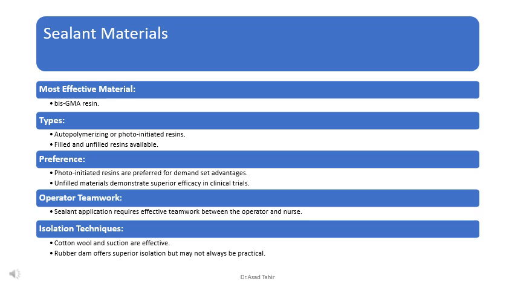Isolation techniques: cotton wool and suction. These are effective methods for isolating during sealant application. Rubber dam, while offering superior isolation, may not always be practical to use.